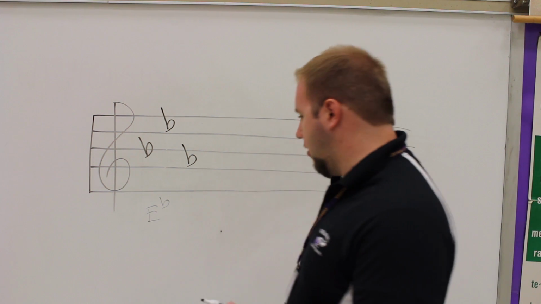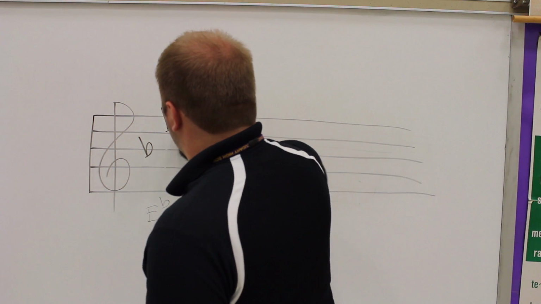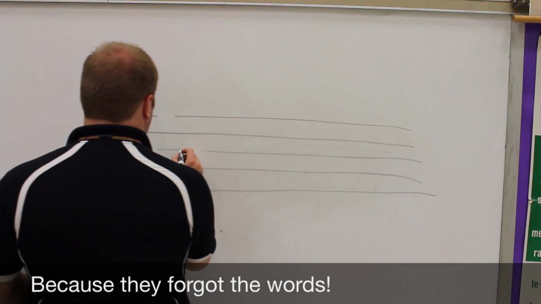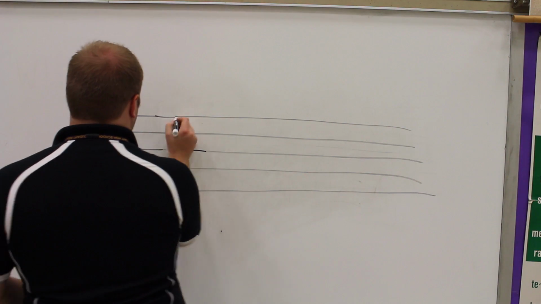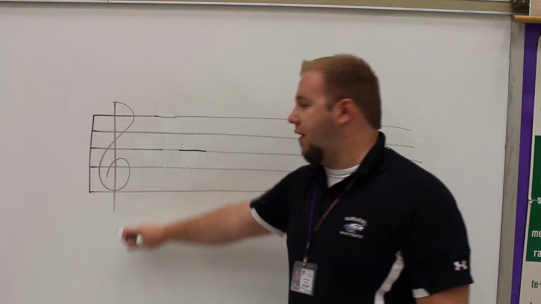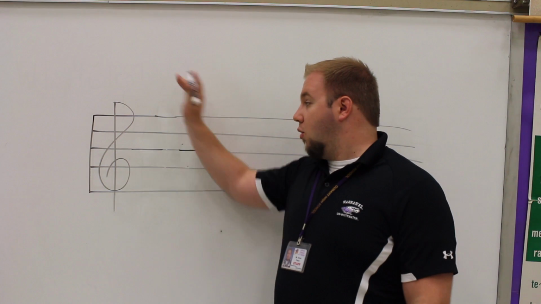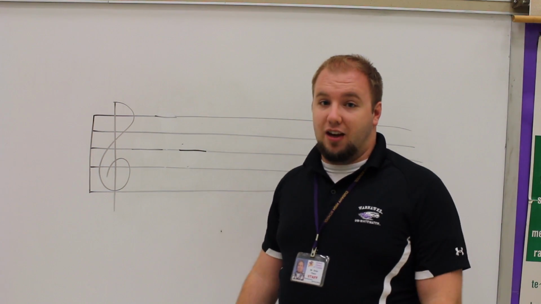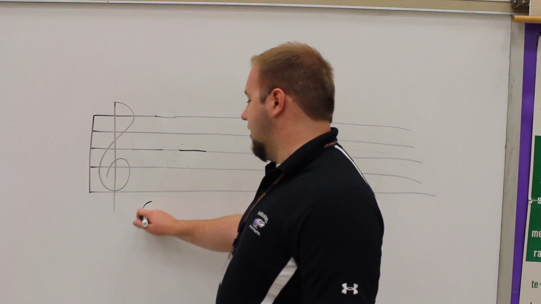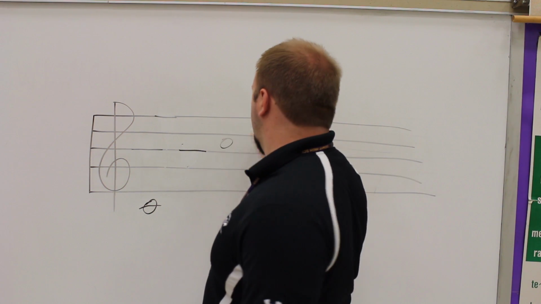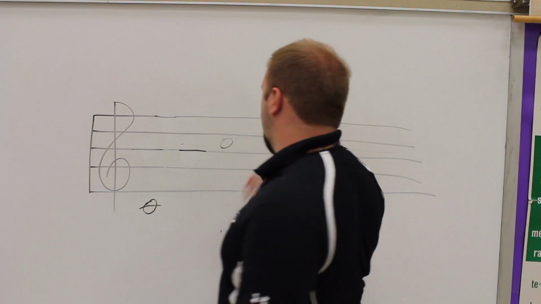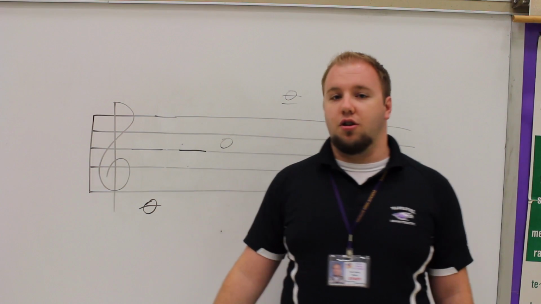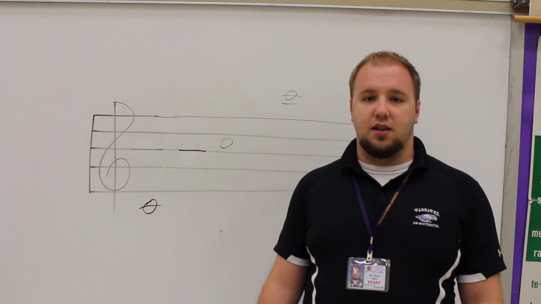The last one we're going to look at is when there are no sharps or flats in the key signature. Sometimes you'll see this where there are no sharps or flats in the key signature. It is always the key of C major. So Do would be C, or C, or C up here. When you see no sharps or flats in the key signature, C is Do.